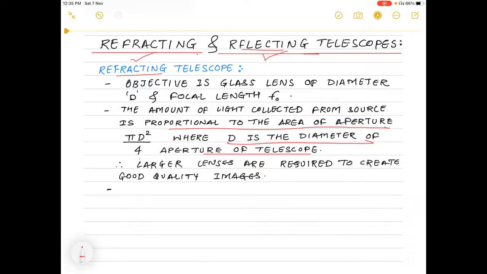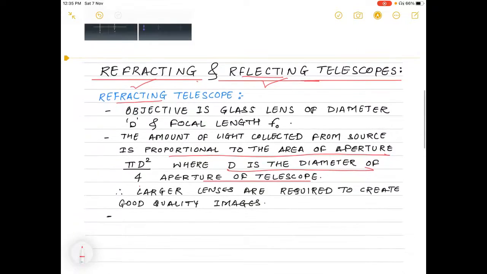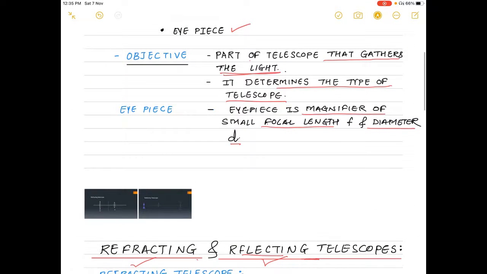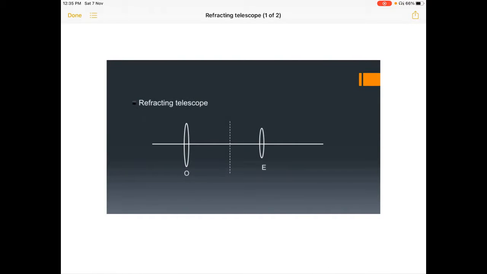Therefore, larger lenses are required to create good quality images by using this refracting telescope. Now, we will see the basic concept of the refracting telescope through this animation.